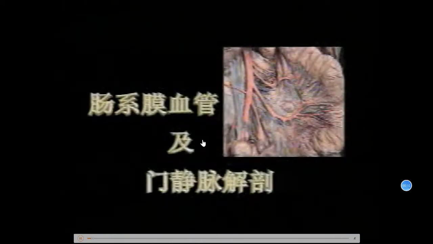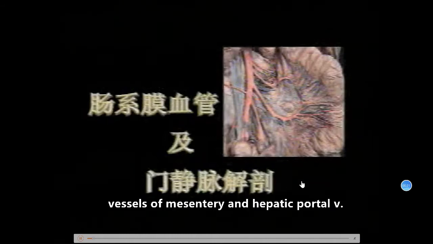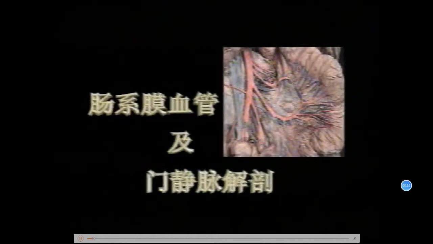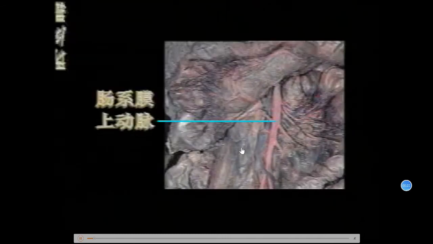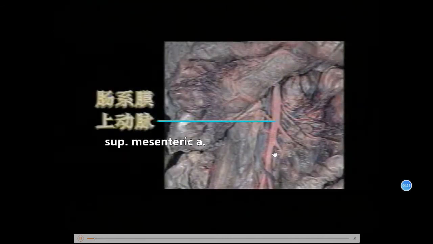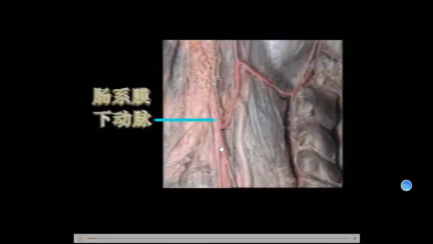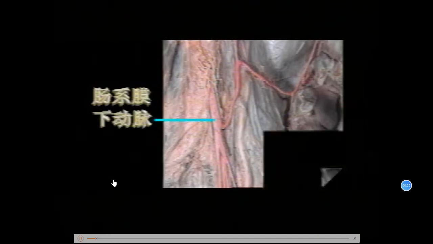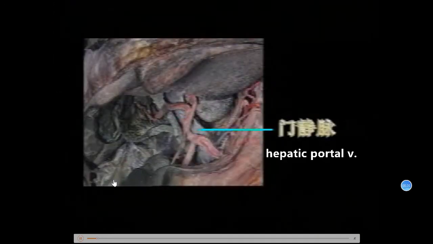This time is to dissect the vessels of the mesentery and the hepatic portal vein. The superior mesenteric artery, inferior mesenteric artery and their branches, the hepatic portal vein and its tributaries.